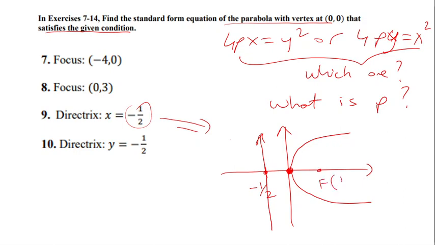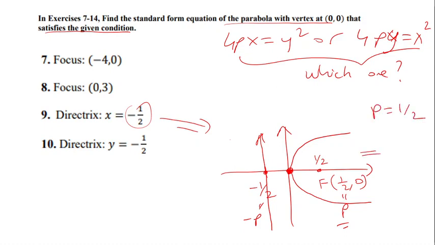And if this is negative 1 over 2, the focus will be the same distance from the vertex, which is (1 over 2, 0). So this is 1 over 2. And then p here turns out to be, always, this is negative p and this is p. So p is 1 over 2. This is the second way of finding p, by drawing and seeing it.